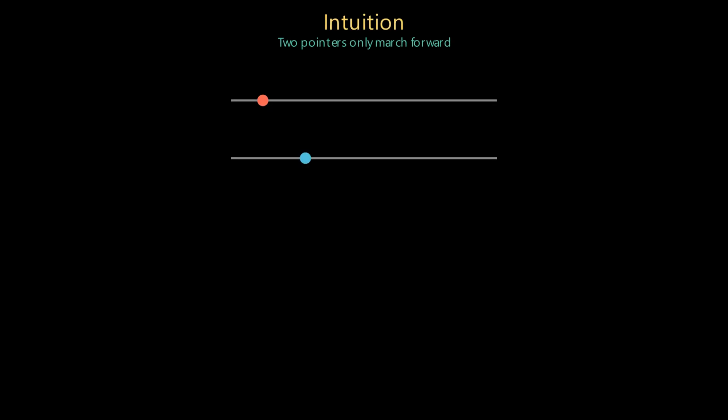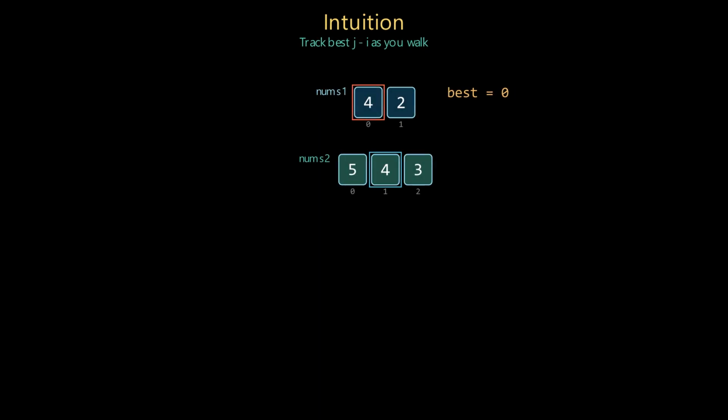Picture two pointers walking forward. j creeps right while the inequality holds. When it fails, we advance i. j never moves backward, so each list is scanned once in the style of a linear two-pointer pass. Whenever i and j give a valid pair, we take j minus i and keep the best answer so far. That yields linear time in the lengths of the two arrays, with only a few extra variables.